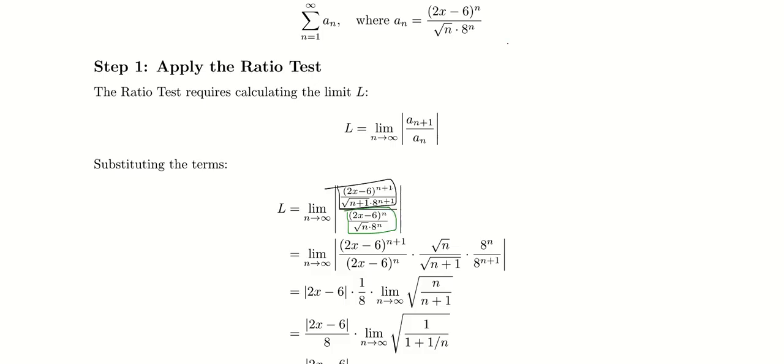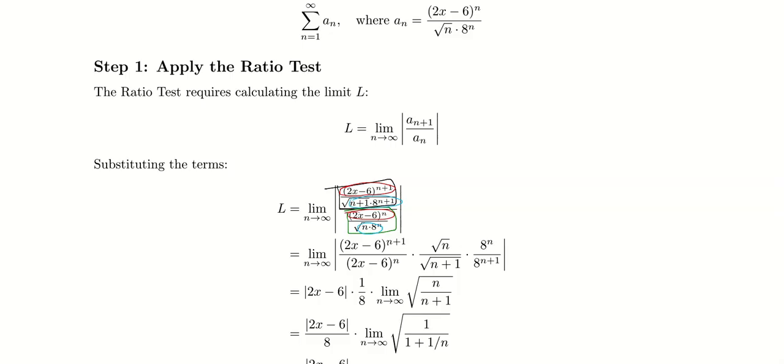The numerators go together, numerator over numerator. And then the denominator, it's going to be the opposite. Now you're going to look at the bottom over the top. So that's where you have 2x minus 6 raised to the n plus first power over 2x minus 6 raised to the nth power. And then times root n times 8 to the n power over root n plus 1 times 8 to the n plus 1.